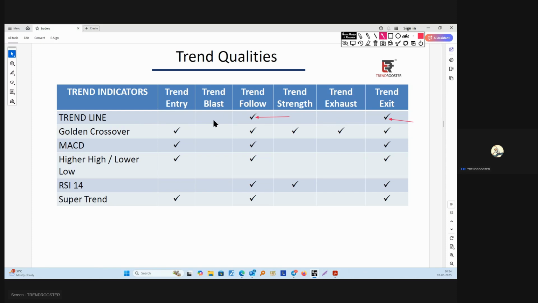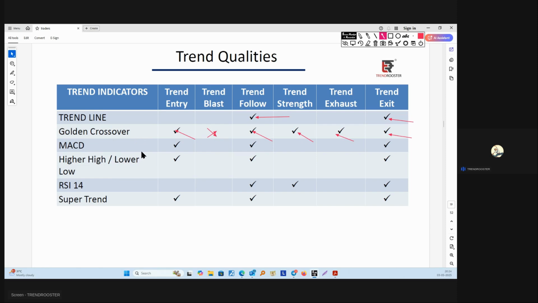Okay, how many of you rode a TS50 before? That was my first. I learned bike riding on it. That is not even called a bike, it's a moped. Anyhow, golden crossover. Golden crossover is 50 crossing 200 or something. Trend entry is okay, somewhat, and trend follow is okay. Trend strength, there is some level of trend strength, that is fine, and trend exhaust is coming out of it, and trend exit. So it lacks the blast part.